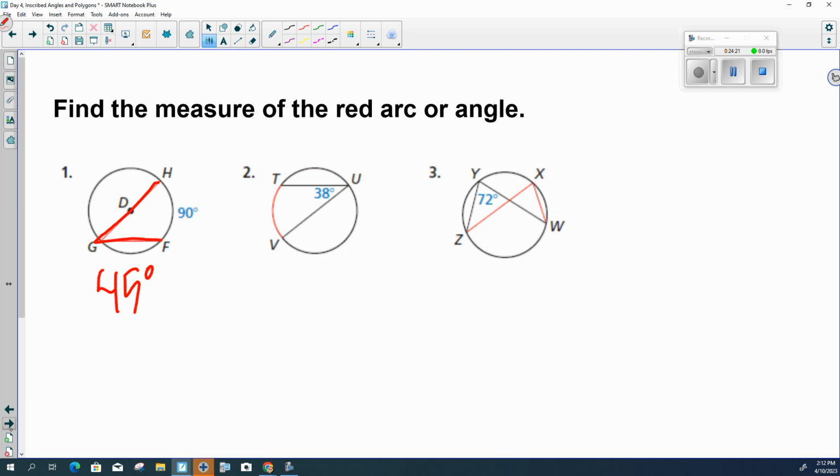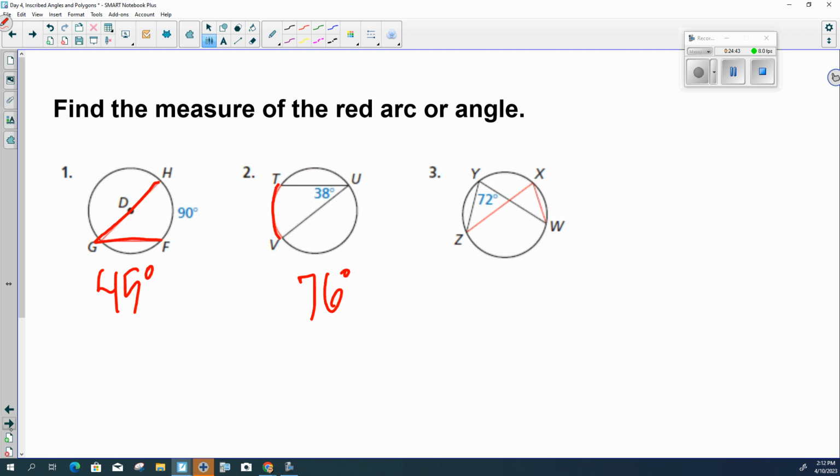Let's look at number 2. How would I find the measure of this red arc? Double 38. Can you do that in your head? That was impressive. It's an inscribed angle, and we've got an intercepted arc, so the angle is half the arc. The other way around, the arc is twice the angle.